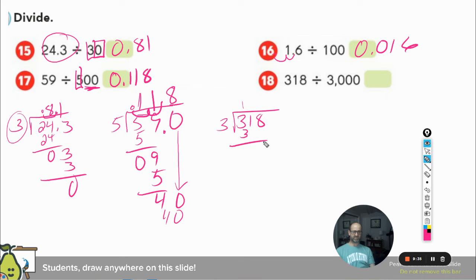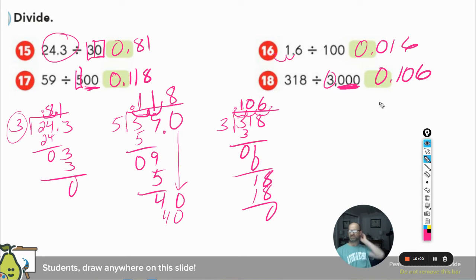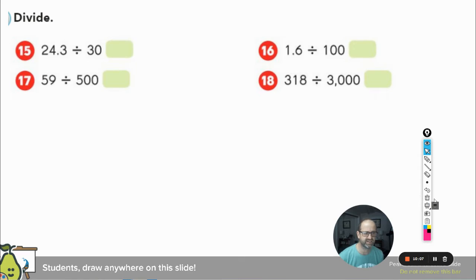And then same thing here. 1 times 3 is 3. 0, 1, 3 goes into 1. 0 times 3 is 0. 3 goes into 18 6 times. Boom. But now, so I've divided by 3, I need to also divide by 1,000. Take my decimal 1, 2, 3 places, and I get 0.106. That's how the book wants us to do it. Seems to make sense to me. All right, let's carry on.